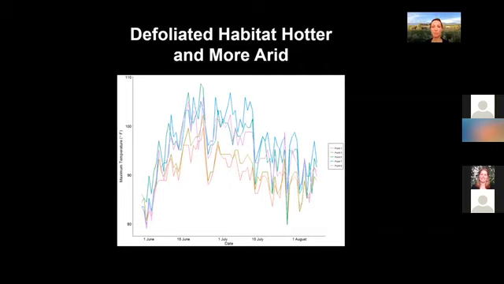We saw similar patterns in minimum relative humidity, such that defoliated sites were more arid. In other words, despite a relatively small decline in canopy cover, only about 10% or so, there's a measurable increase in temperature and humidity.